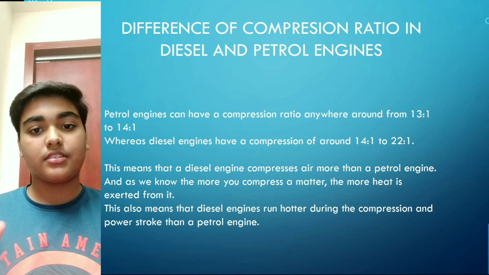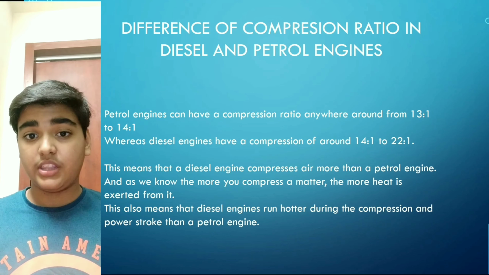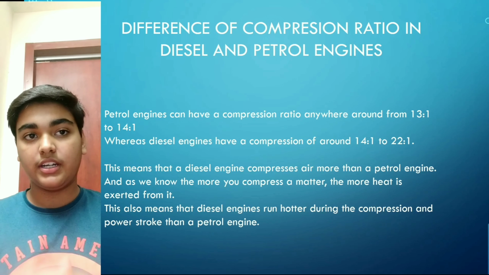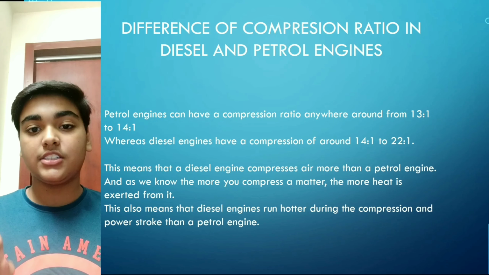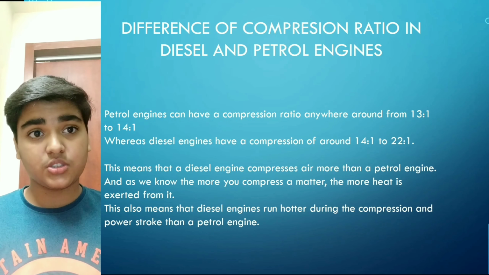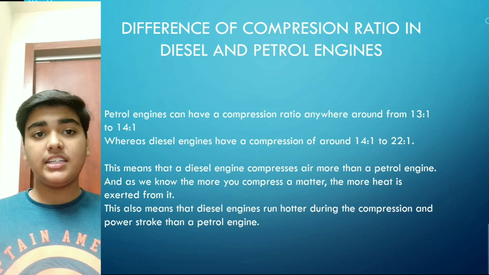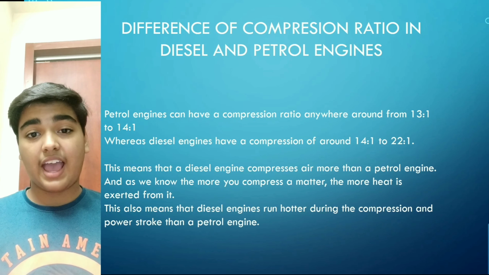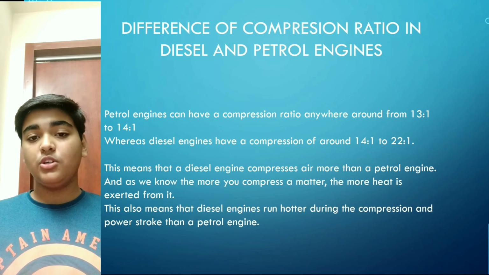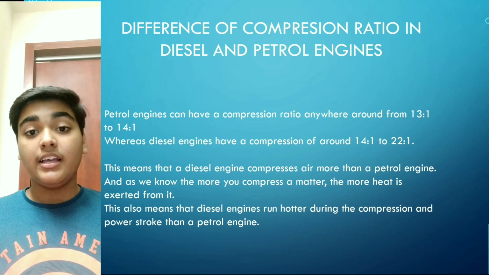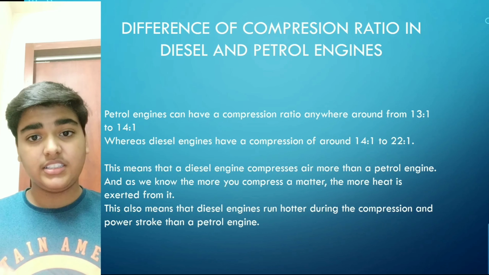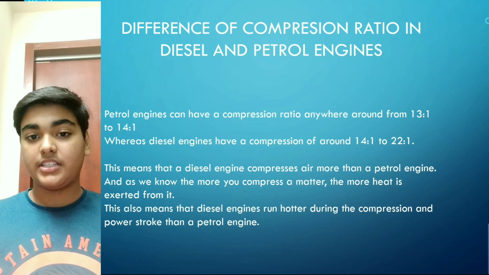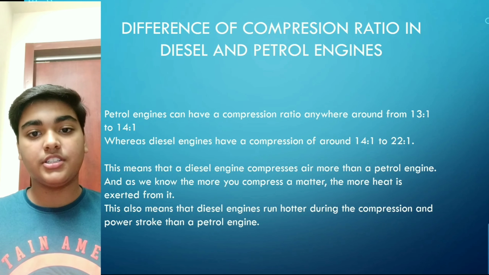Petrol engines can have a compression ratio of anywhere between 13:1 to 14:1, whereas diesel engines have a compression ratio of around 14:1 to 22:1. This means that a diesel engine compresses more air than a petrol engine, and as we know, the more you compress anything, the more heat is exerted from it. This also means that diesel engines tend to run hotter in the compression and the power stroke than petrol engines.